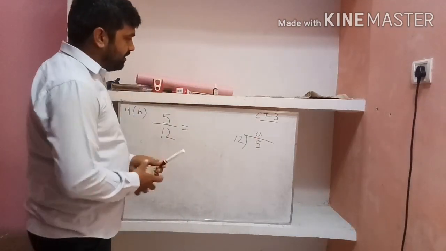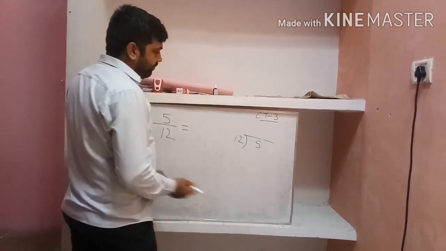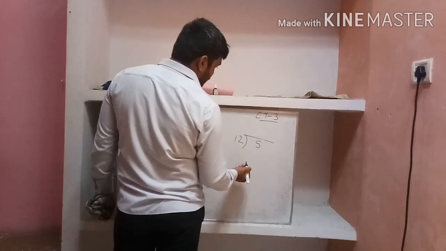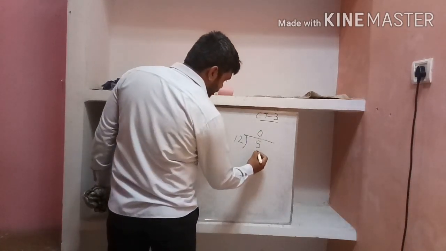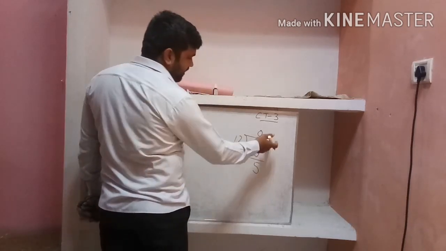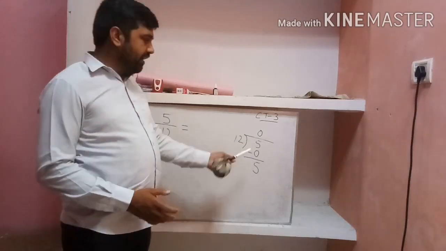Or to make you understand, I can do it like this also. See, 5 can be written as 5.0 also. So 12 zeros are 0, 12 zeros are 0. Subtract 0 from 5, we get 5. Now after that there is no digit. The quotient will become 0 and the remainder will become 5 if you divide this number.